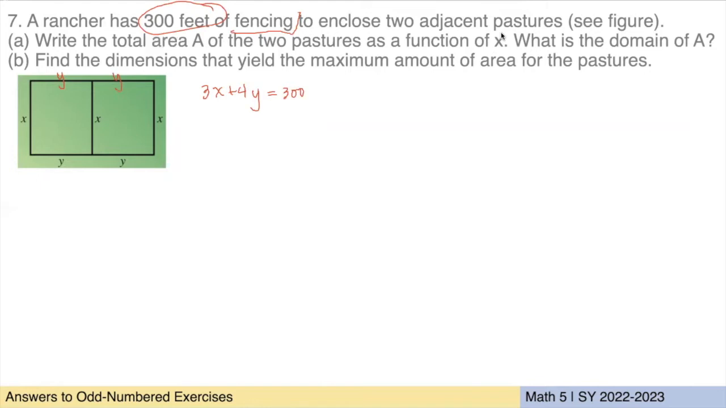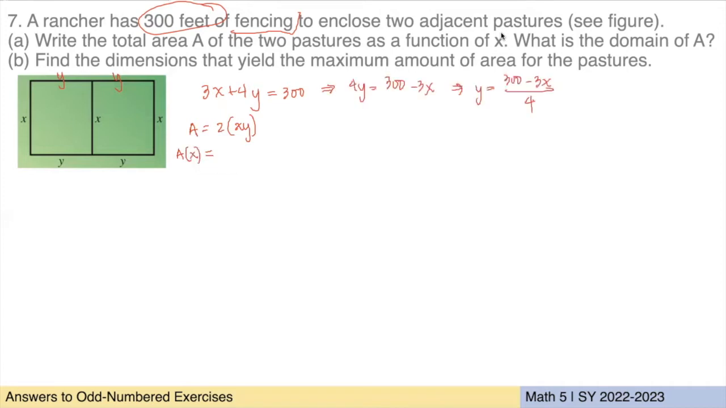The first question asks us to write the total area of the two pastures combined. And it is also explicitly said in the problem that we should write it as a function of x. The usual area formula would give us A equals length times width, or x times y in this case. However, we still need to multiply it by 2 because we have two pastures. This then should be expressed in terms of x.